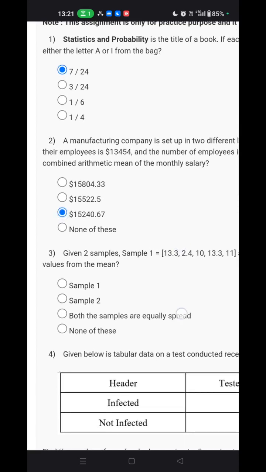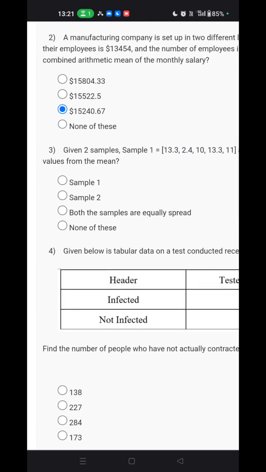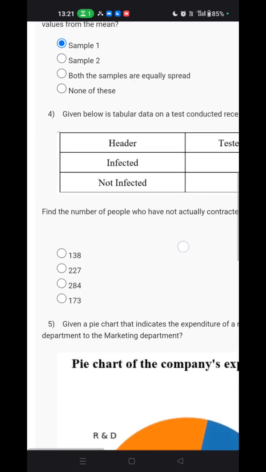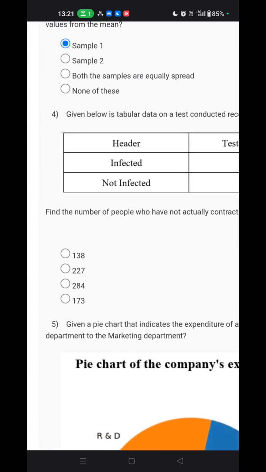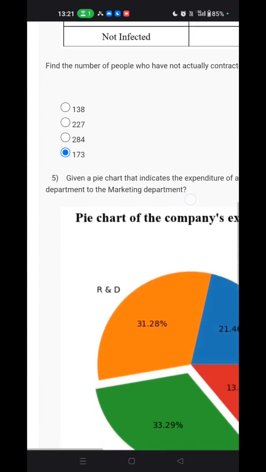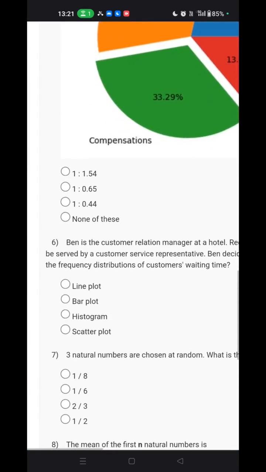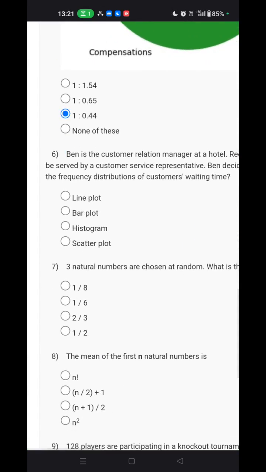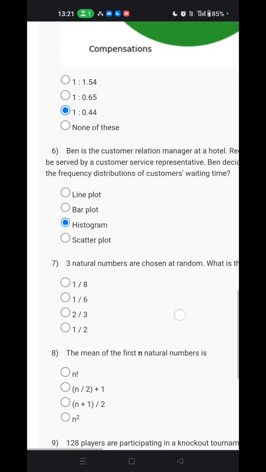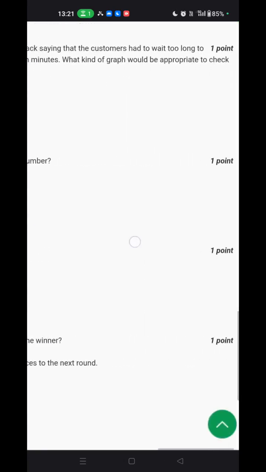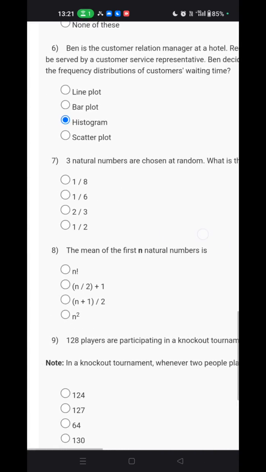Second is 3. And third is sample 1. And fourth is, if you count, then you will get 173. This one, you have to find the ratio. Okay, the ratio will be this. Question number 6, this is a very simple question. You have to find, this is the histogram. And question 3, natural number. Okay, product of the 3 natural numbers.